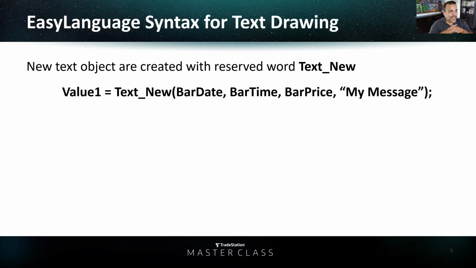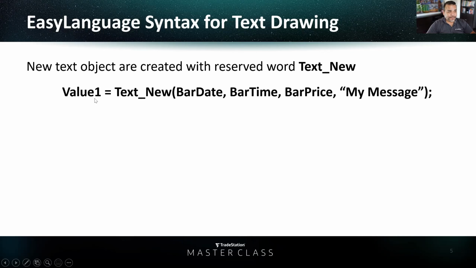So this is the syntax. The new text objects are created with the reserved word Text_New. If you were in my class for trend lines, you know that the reserved word is TL_New. So this is a very similar syntax, but instead of TL for trend line, you have the word text. So it is Text_New. Whenever you are going to plot text, you have to store that text value in a variable.